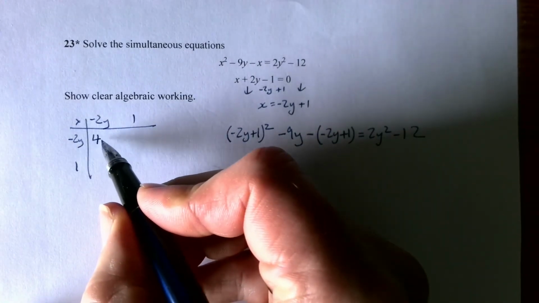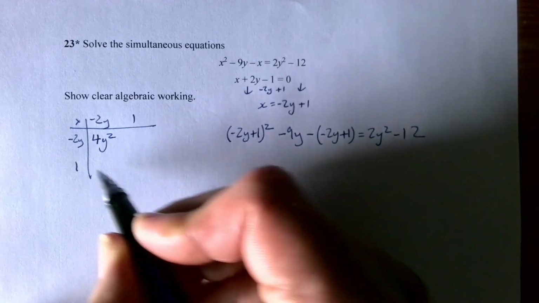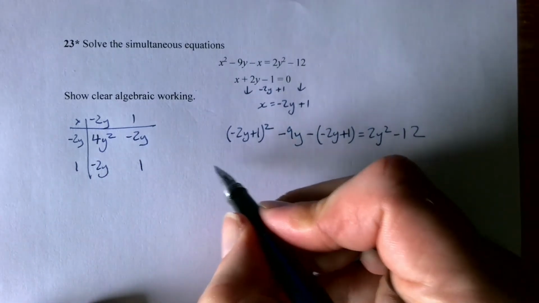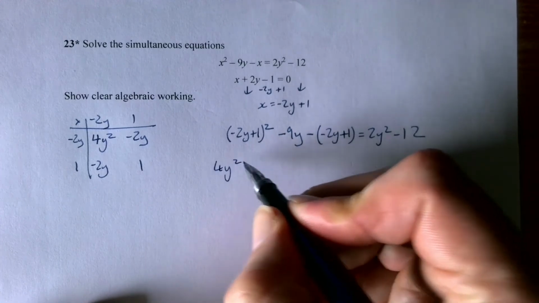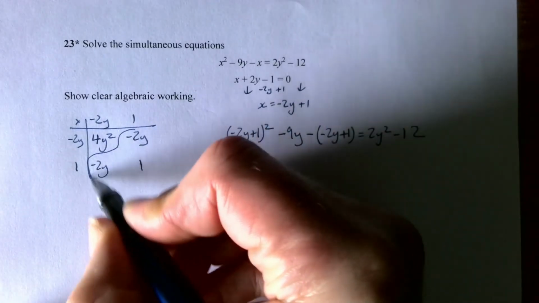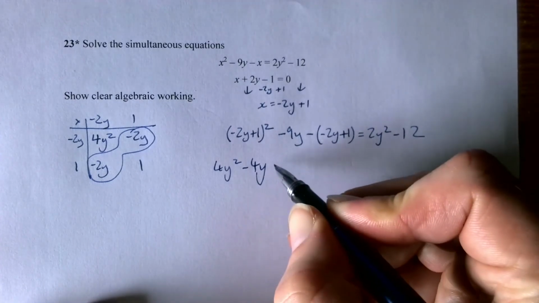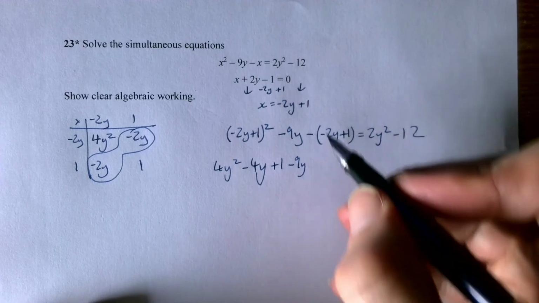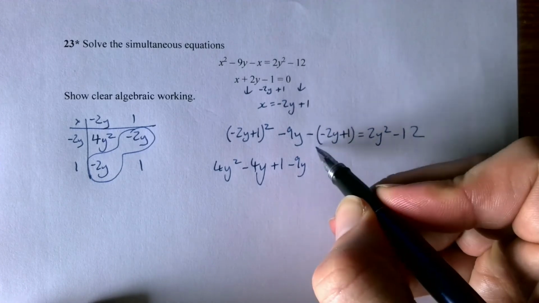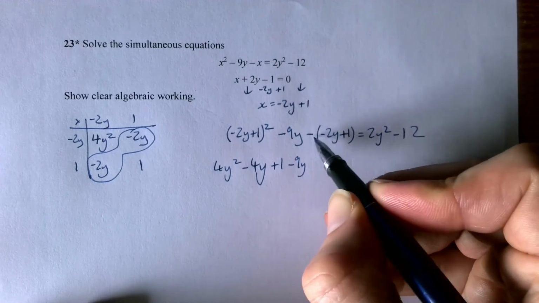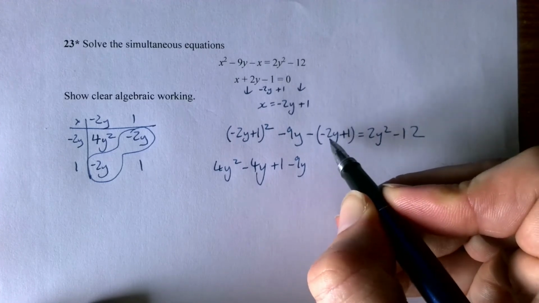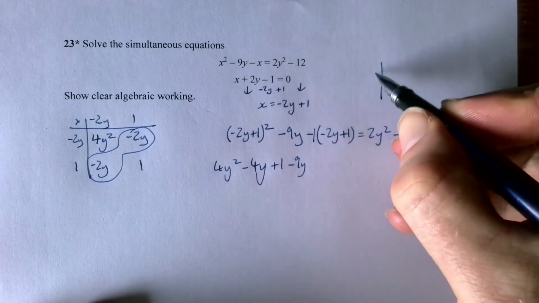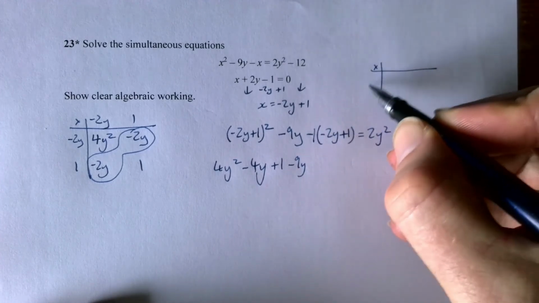Negative times negative is positive, so 2 2's are 4, y squared. Take 2y, and plus 1. So that's giving me 4y squared, 4y plus 1, take 9y, and then there's a hidden 1 there. I think very often it's a good idea. You can think of it as, I'm going to take negative 2y and I'm going to take 1. Or you could think, there's a hidden 1 there, I'm going to expand the bracket.